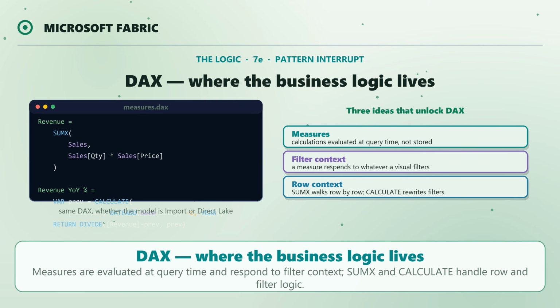Now, 3 ideas unlock all of DAX. First, measures are calculations evaluated at query time. They're not stored columns, they're computed on the fly for whatever's on screen. Second, filter context. A measure automatically responds to whatever the visual is filtering. Pick March, and revenue recalculates for March. No extra code. And third, row context. Functions like SUMX iterate row by row, while CALCULATE lets you rewrite the filters entirely. Master those three, and you can express almost any business metric. And the best part, it's the exact same DAX whether your model is Import or DirectLake.